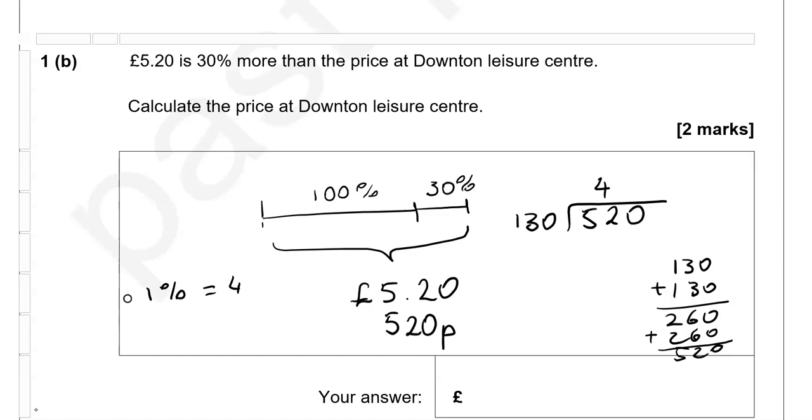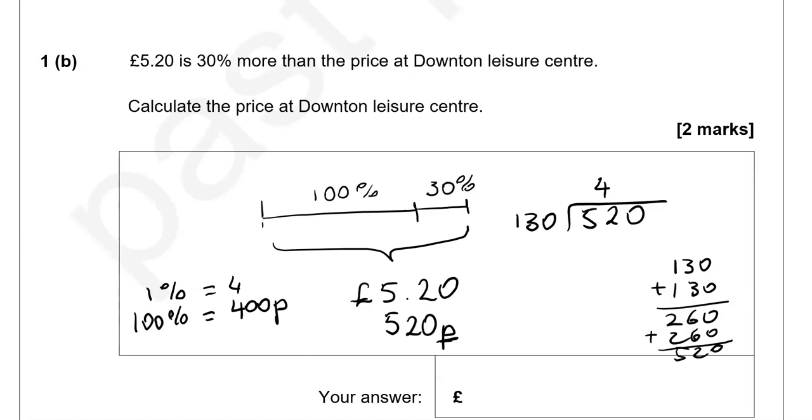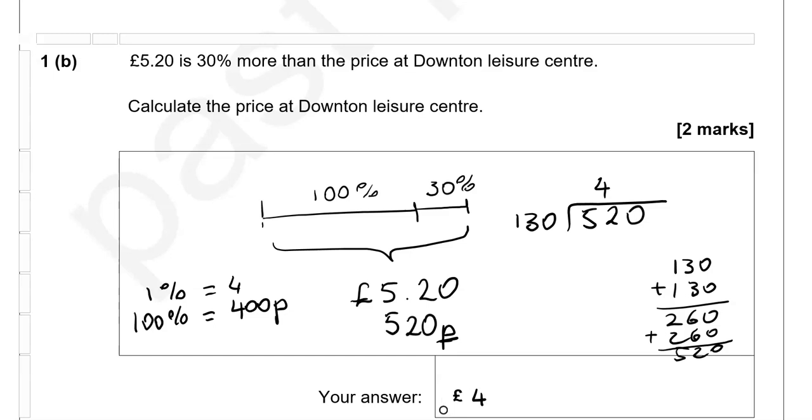What about the 100% amount? That would be 4 times 100, which is 400. And we used pence, so we get out pence. 400 pence is equal to £4.